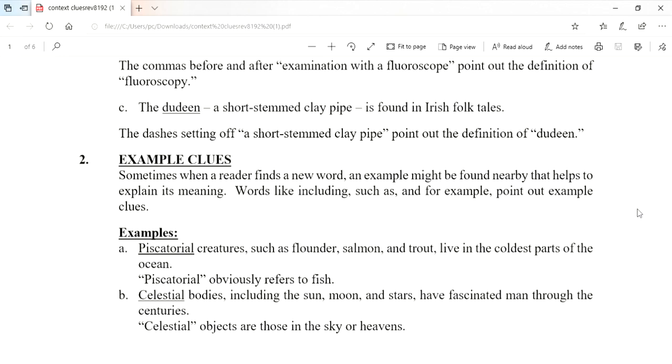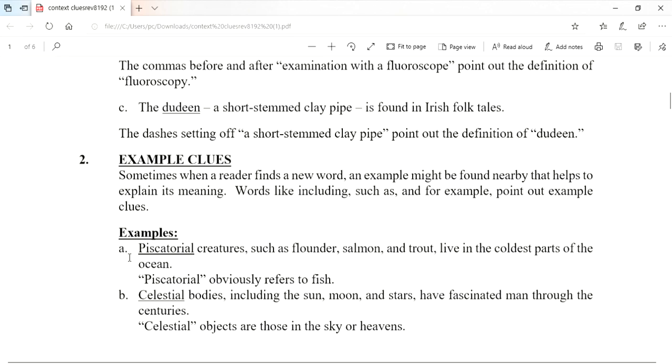Sometimes when a reader finds a new word, an example might be found nearby that helps to explain its meaning. Words like including, such as, and for example, point out example clues. So you're going to find words like including, such as, and for example. Those are words that you should take note of in example clues. Let's take note of them. That's why I've highlighted them for you. Okay, we're going on. Let's look at an example of that.